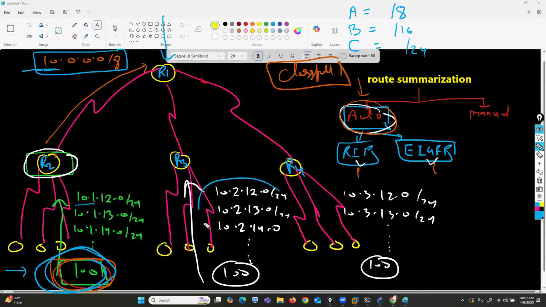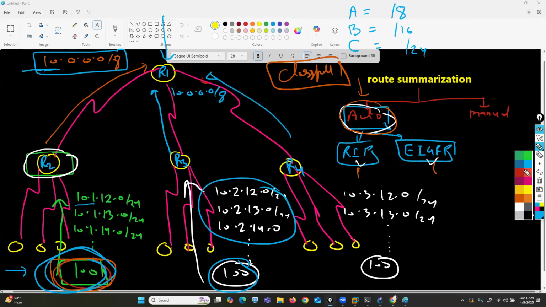R3 is trying to minimize the size of the routing table. It will minimize in a single line and it will send 10.0.0.0/8. Same with R4. R4 is sending 10.0.0.0/8. This is the issue with classful summarization. That's why we are looking for manual summarization.